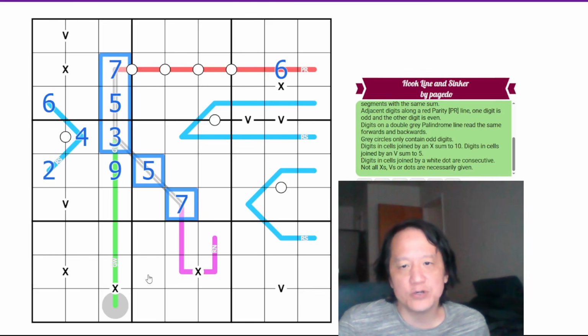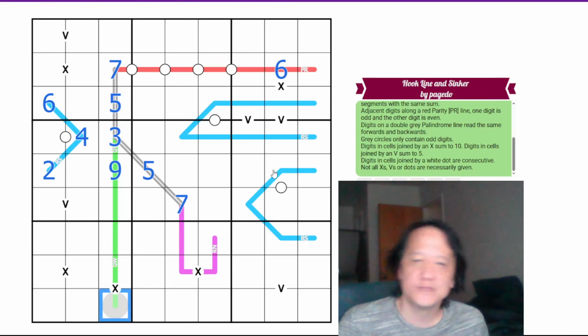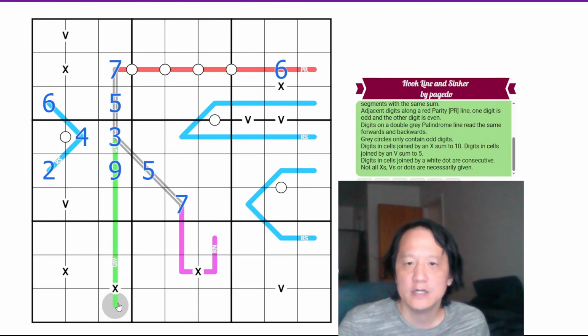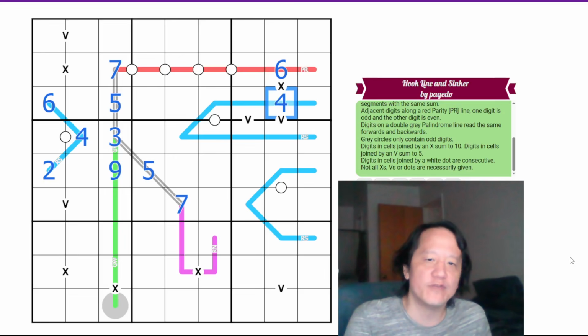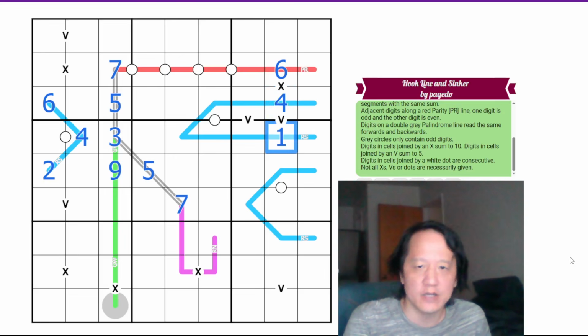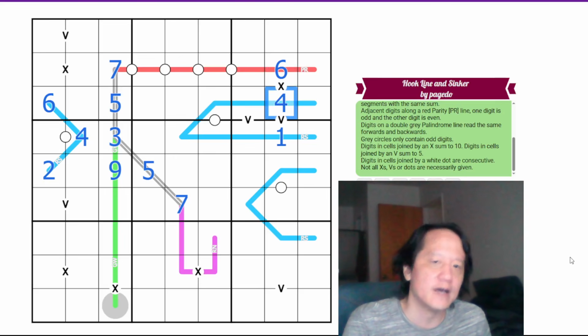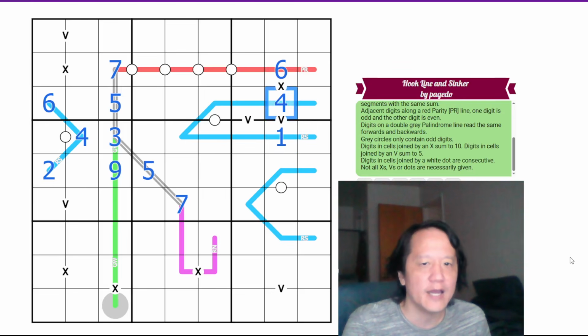Gray circles only contain odd digits, so this must be odd. Digits in circles joined by an X sum to 10, and digits in cells joined by a V sum to 5. So for example, if this were 6 here, this would have to be 4 here, and this would have to be 1 here, because these two digits must add up to 10 because they have an X between them, and these two digits must add up to 5 because there's a V between them.